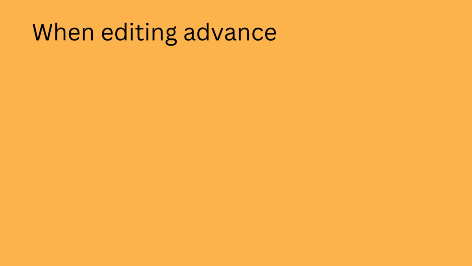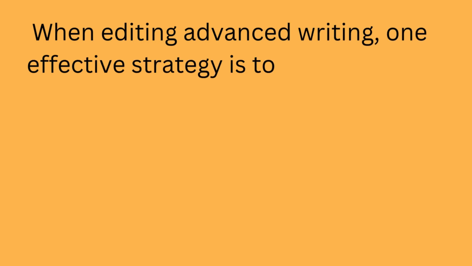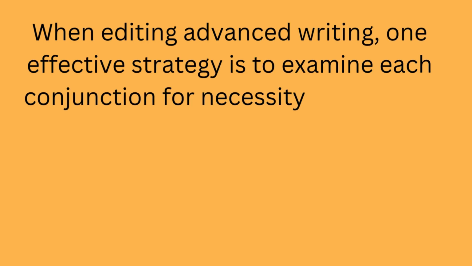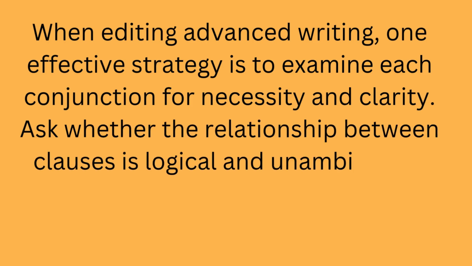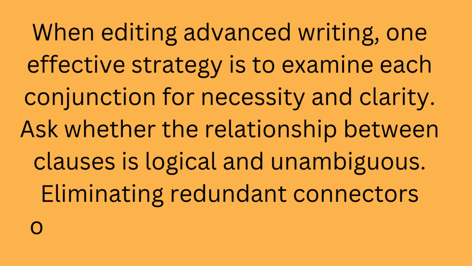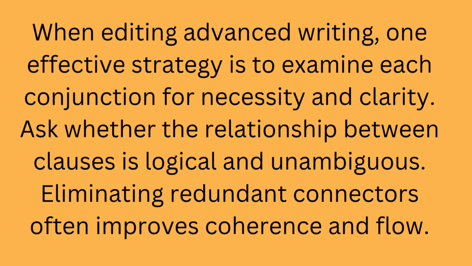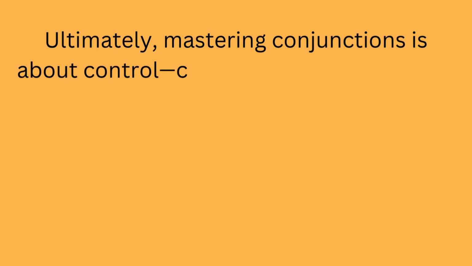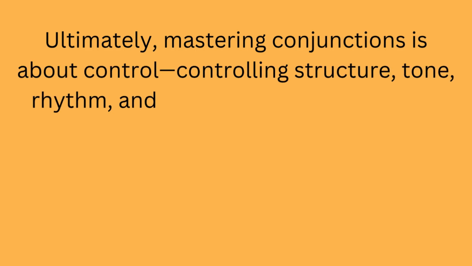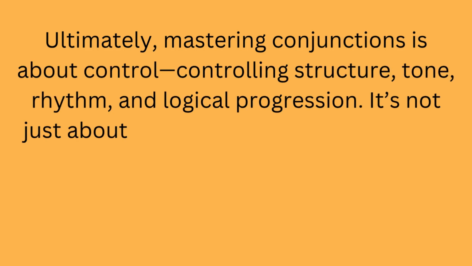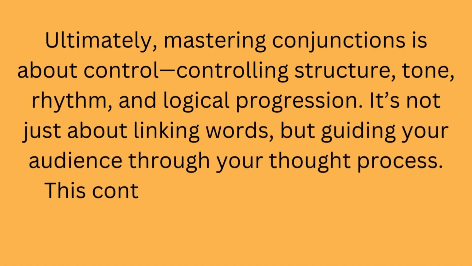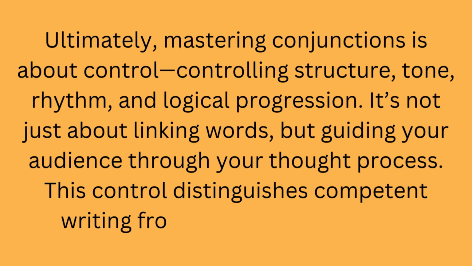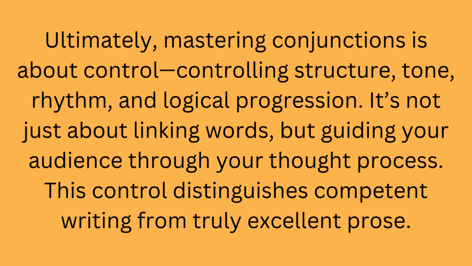When editing advanced writing, one effective strategy is to examine each conjunction for necessity and clarity. Ask whether the relationship between clauses is logical and unambiguous. Eliminating redundant connectors often improves coherence and flow. Ultimately, mastering conjunctions is about controlling structure, tone, rhythm, and logical progression. It's not just about linking words, but guiding your audience through your thought process. This control distinguishes competent writing from truly excellent prose.